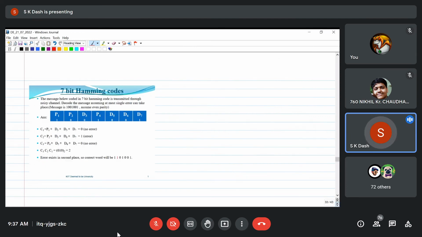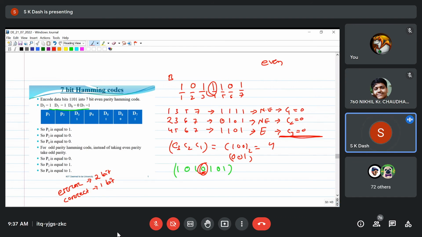What kind of questions can come? Two different kinds of questions are possible. One question is that data bits will be given, and then you need to form the 7-bit Hamming code. Like here, from the data bits 1101, we formed 1010101. This can be a question.